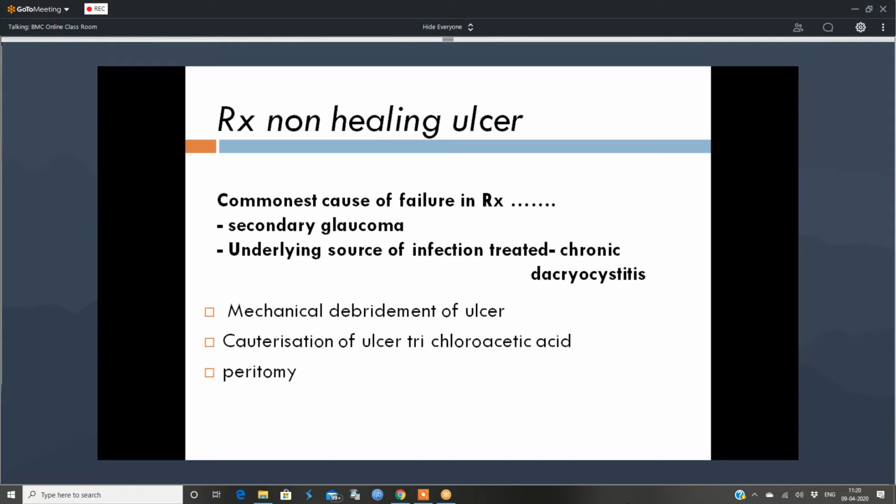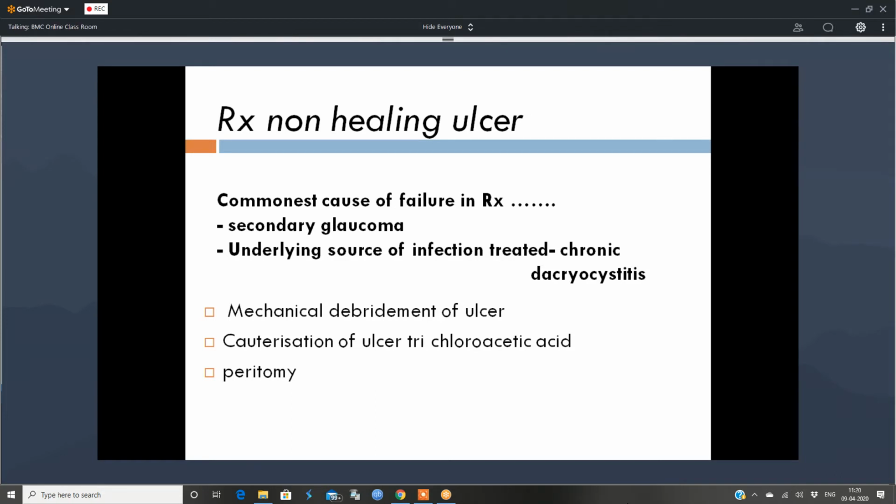Suppose you are giving the treatment and you are following up the patient, but the patient is not responding to your treatment at all. What do you do? What are the reasons for a non-healing corneal ulcer? Anybody? What might be the most common reason? The most likely reason which you have to first rule out is? Anyone? I'm waiting for an answer.